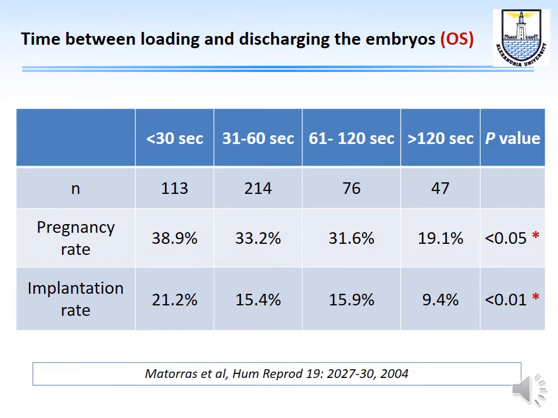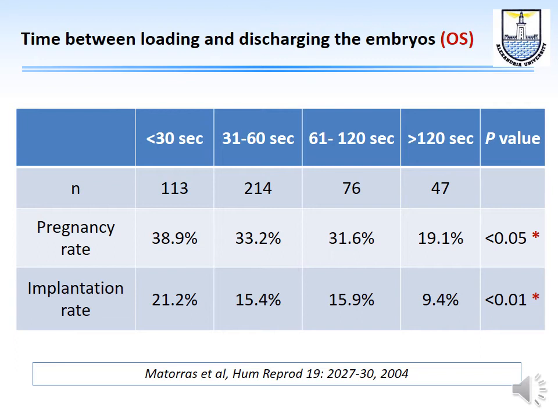What about the time between loading and discharging the embryos? Sometimes you go with the outer catheter and the embryologist is coming with the inner catheter with the embryos inside them. And then you do not succeed in getting into the uterine cavity with your outer catheter, and the embryologist is waiting. How long can he or she wait? Well, the answer is 2 minutes.